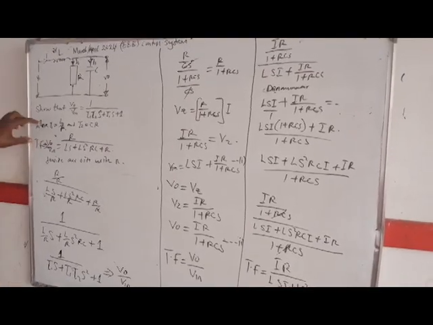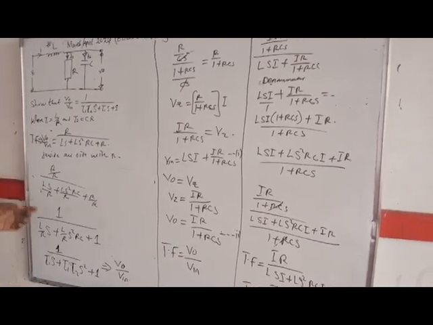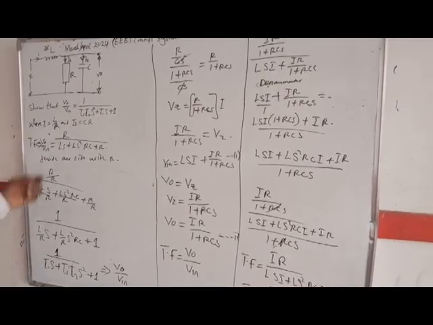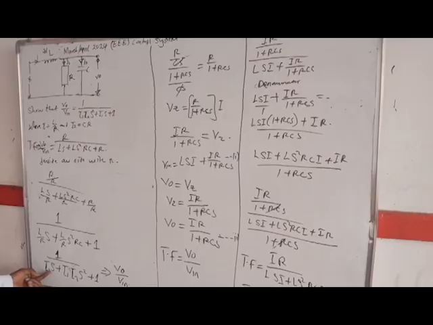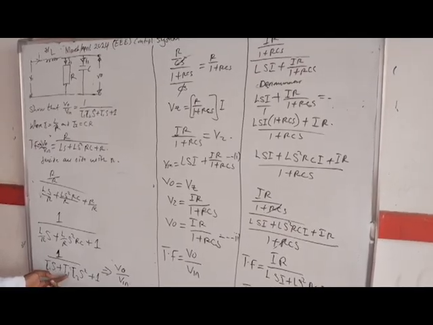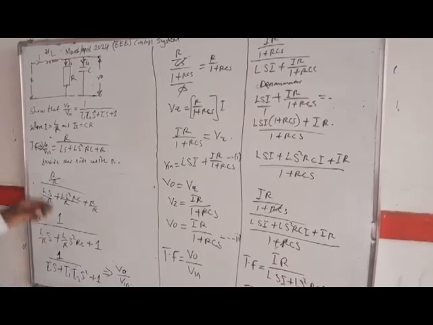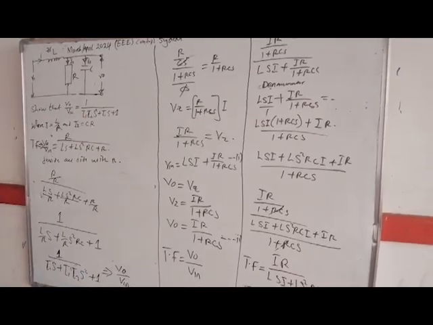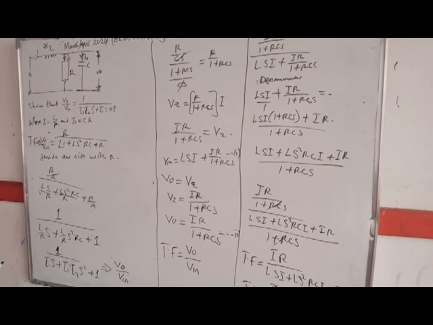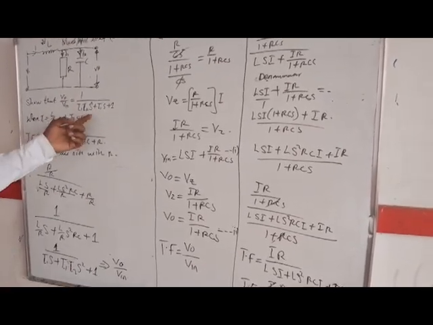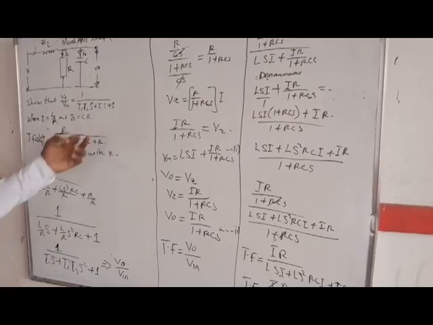VO over Vin, we see that 1 over tau 1 S plus tau 1 tau 2 S squared plus 1 is the same as this one. Just the arrangement. So the tau 1 tau 2 S squared, the tau 1 S plus 1, and now that is the answer.